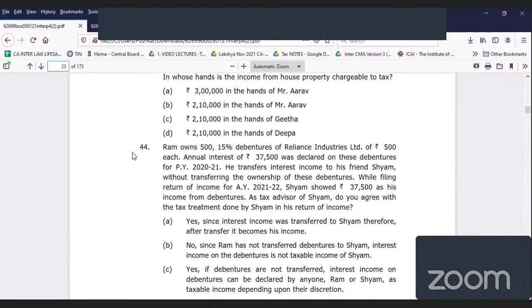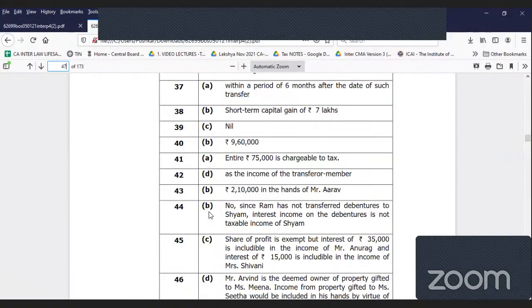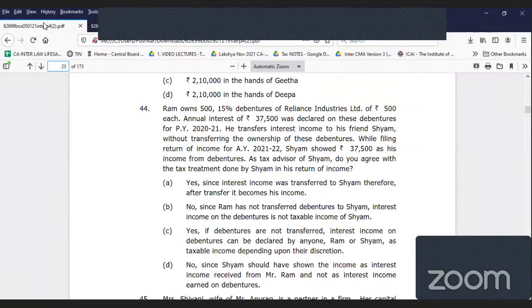Correct. See, which option is correct? Since he has not transferred the debentures. Option B. Yes, correct. Transfer of income without transfer of asset.